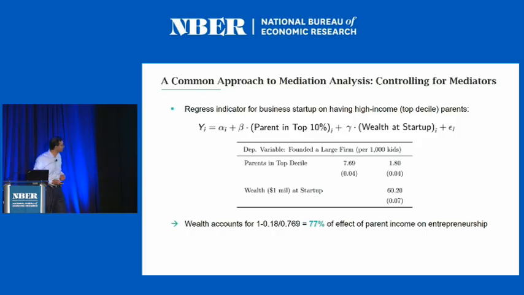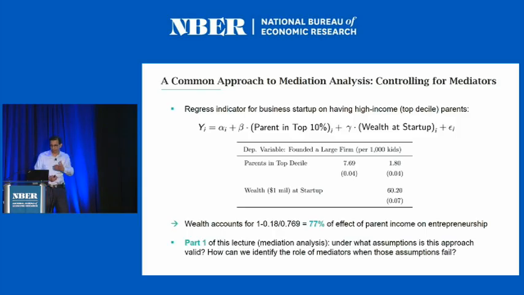And so the first part of this lecture, what Kosuke will discuss in a couple of minutes here, is trying to tackle that question. Under what assumptions is this very intuitive, simple approach of controlling for that endogenous mediator, to be precise, actually valid? And then if that's not valid, and in my sense there are many applications where this is not going to be a valid estimator, how can we identify the role of mediators when those assumptions fail? So that's part one of the lecture.